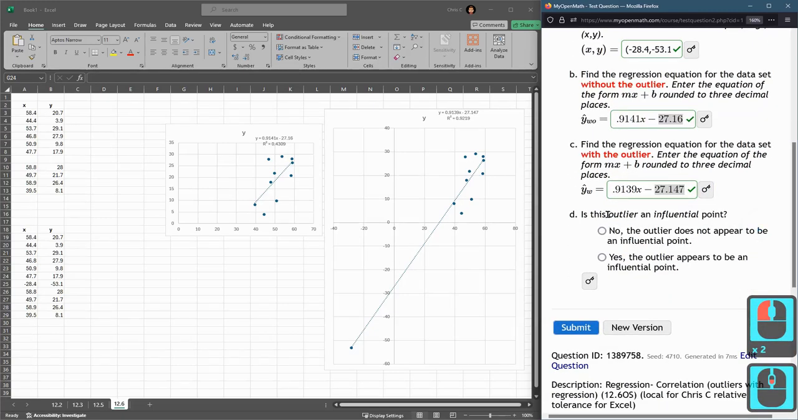So it was an outlier, but did it influence this line? It really didn't influence this line very much at all. So I'm going to go with no.